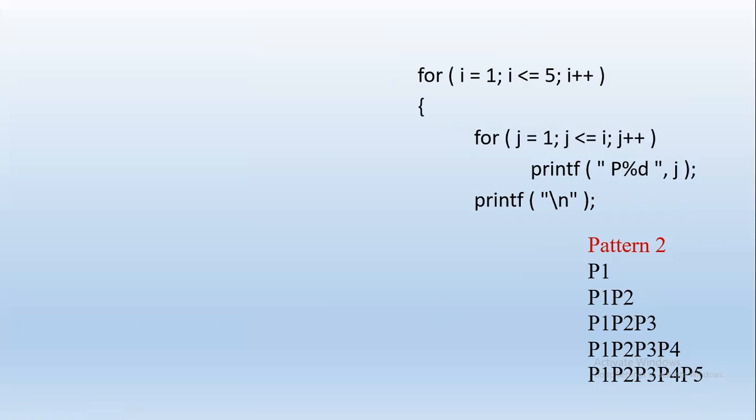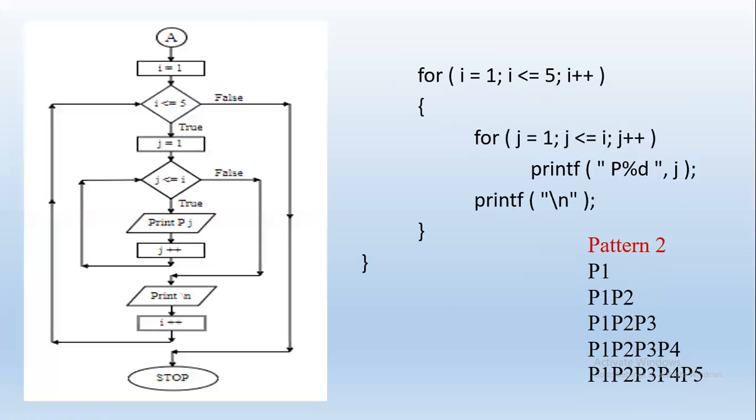Now when we observe the row number, rows also go from 1 up to 5. So there are 5 rows. So i equal to 1 and i less than equal to 5 will be the condition. So this is the code for the second pattern. Correspondingly, we have the flowchart.